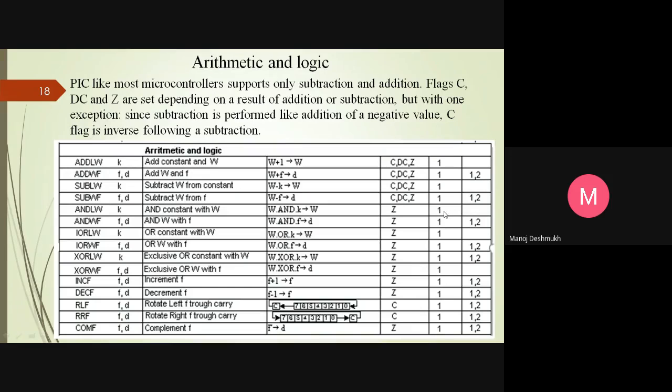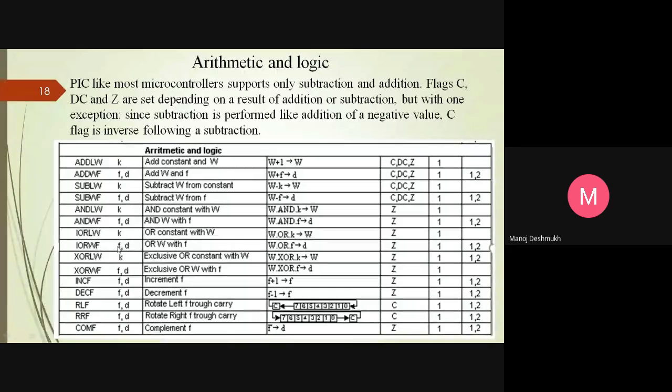Number of cycles required: 1. And after that, IORLW, that is OR, again with a literal value. The same operation applies: the content of W, that is the working register, is ORed with the constant number or constant value K, and the result will be stored in W.